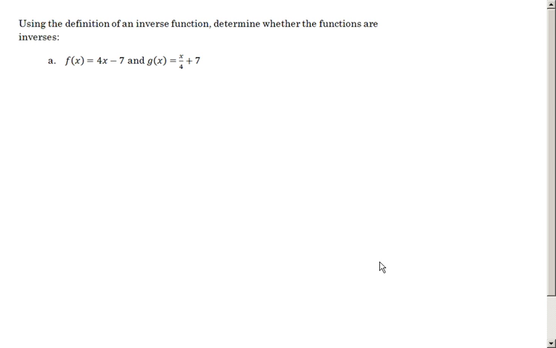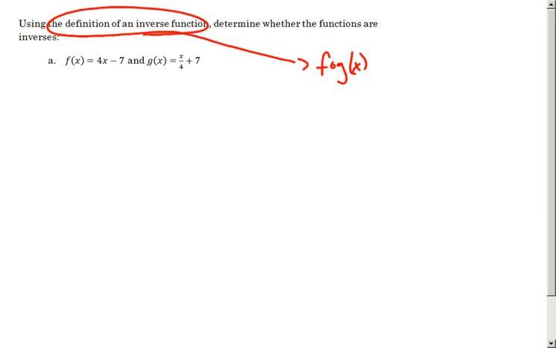So now remember, by definition of an inverse, what this is saying is that f of g of x, the composition of f of g of x, is going to equal x, and that g of f of x is also x.